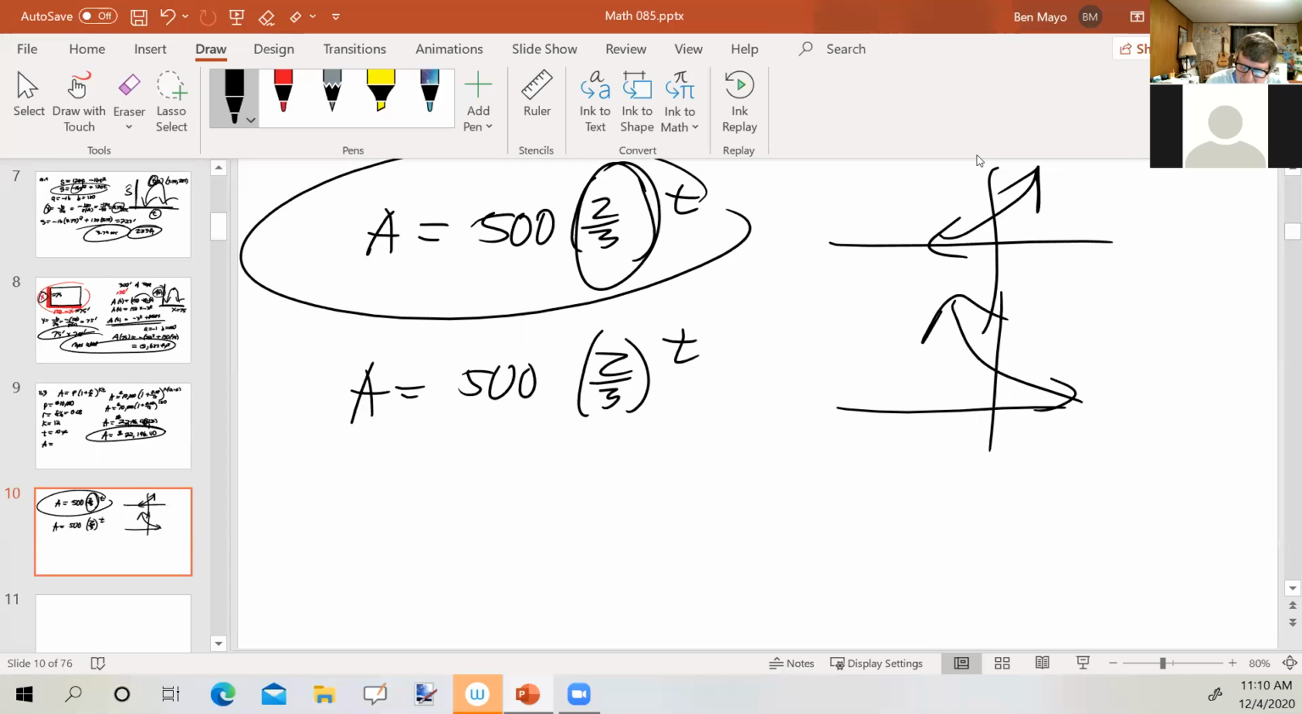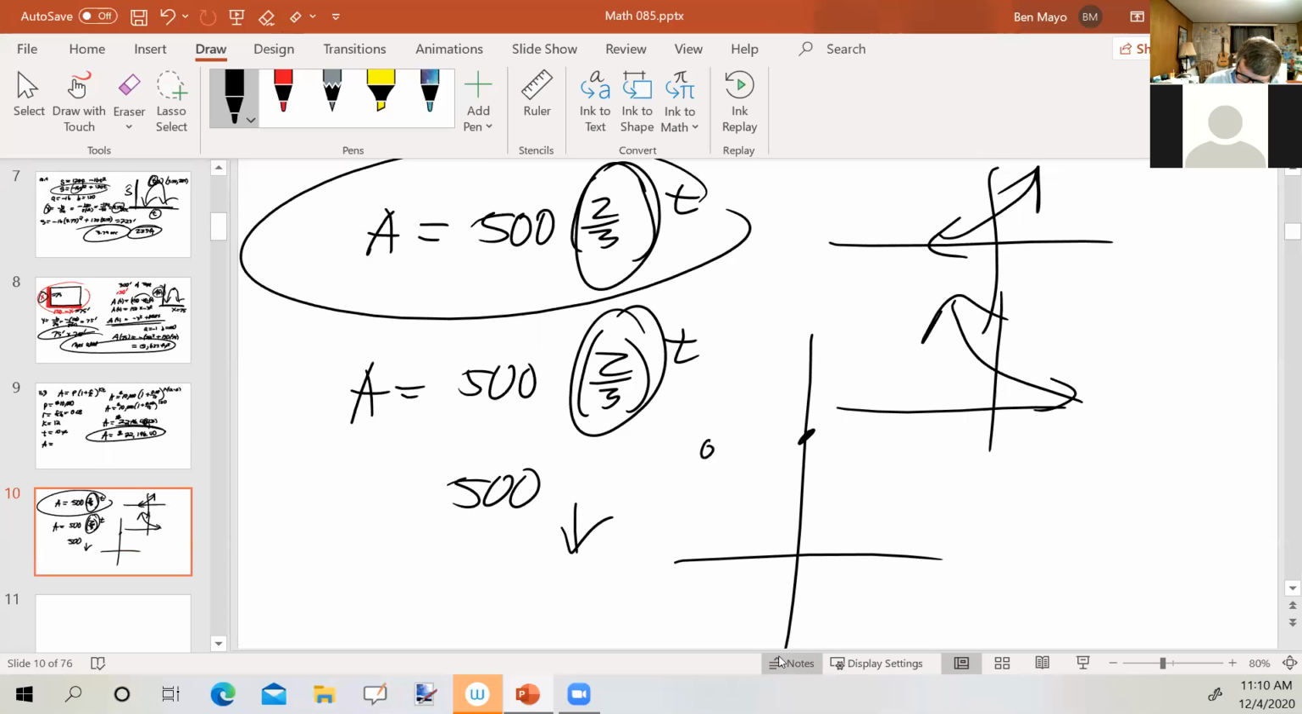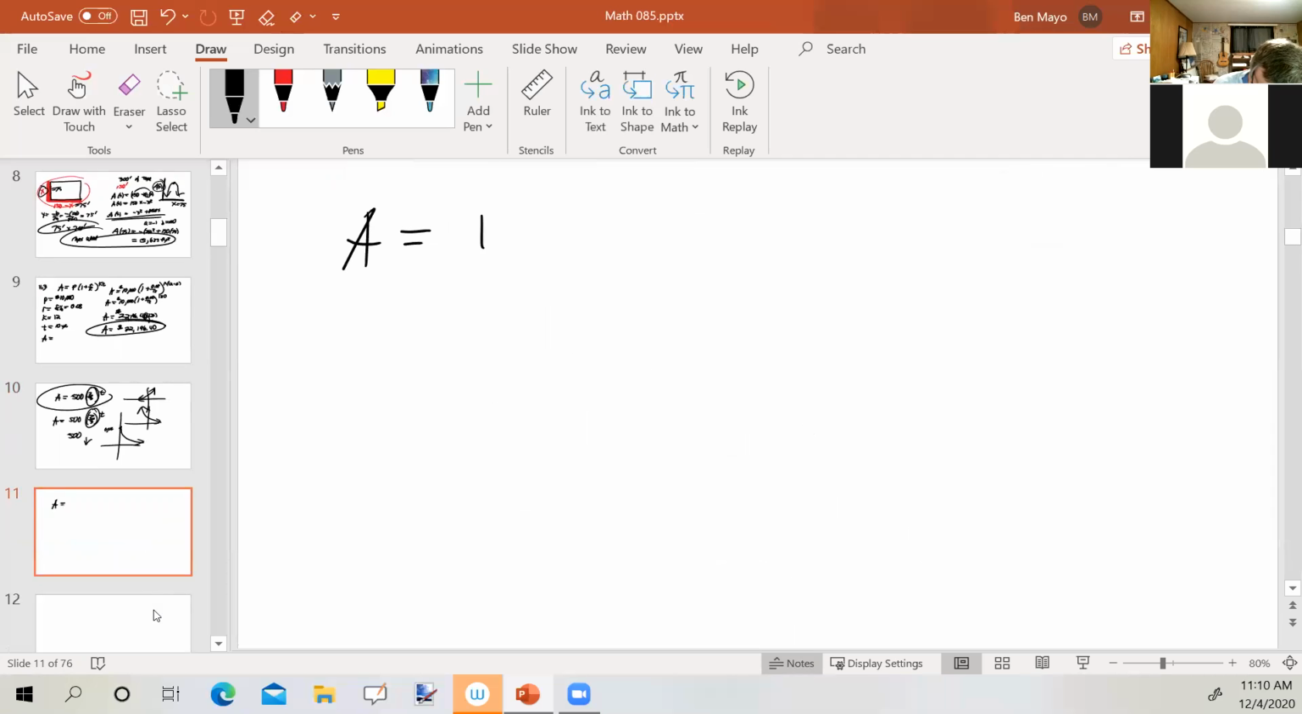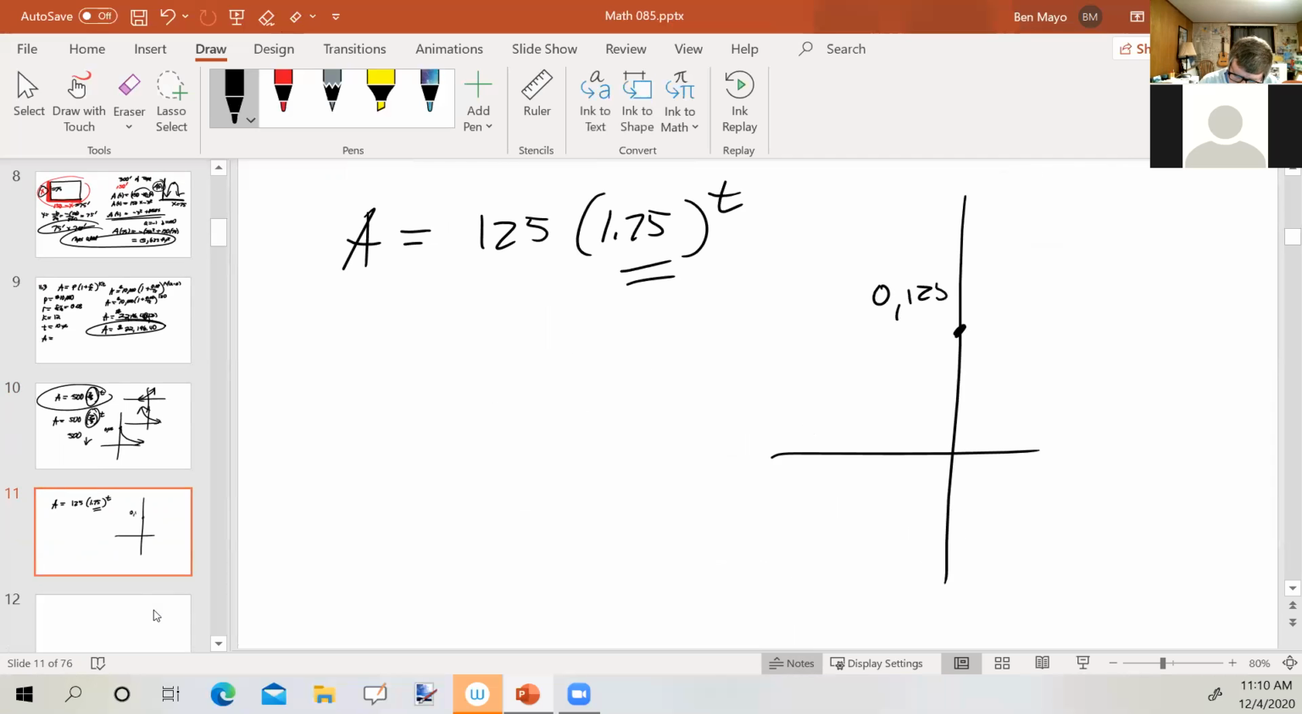at the beginning, when t is 0, 2/3 to the 0 power is 1 times 500 is 500. So the starting value would be 500. Since the base is between 0 and 1, that's going to be decreasing. Okay, so our graph is going to be at 0, 500, and then it's going to go down from there. All right. Let's say I had this equation, A equals 125 times 1.75 to the t power. Now, your initial amount would be 125 because your base is larger than 1. So this thing would start at 0, 125, and then it would be increasing since the base is larger than 1. And for the sake of time, that's all I want to say about that.